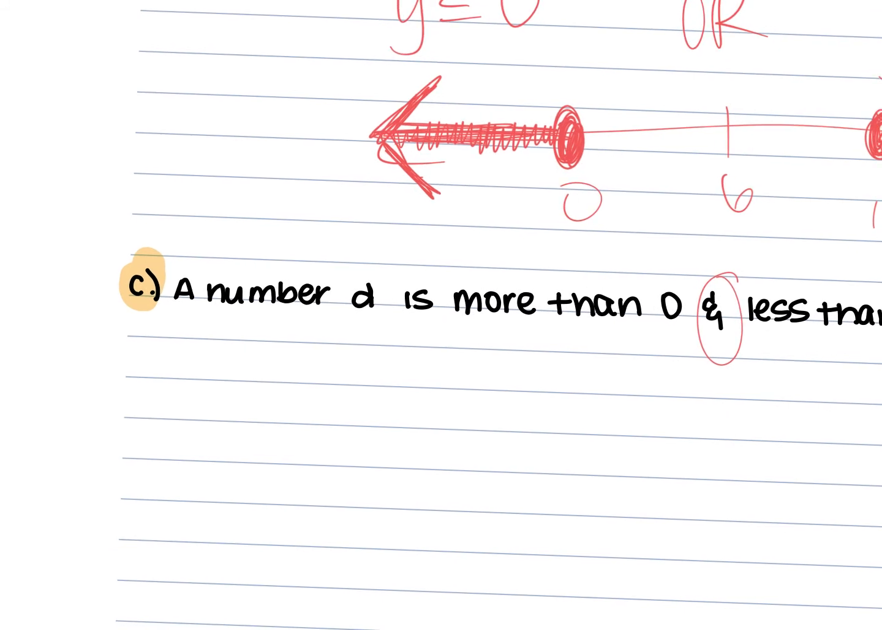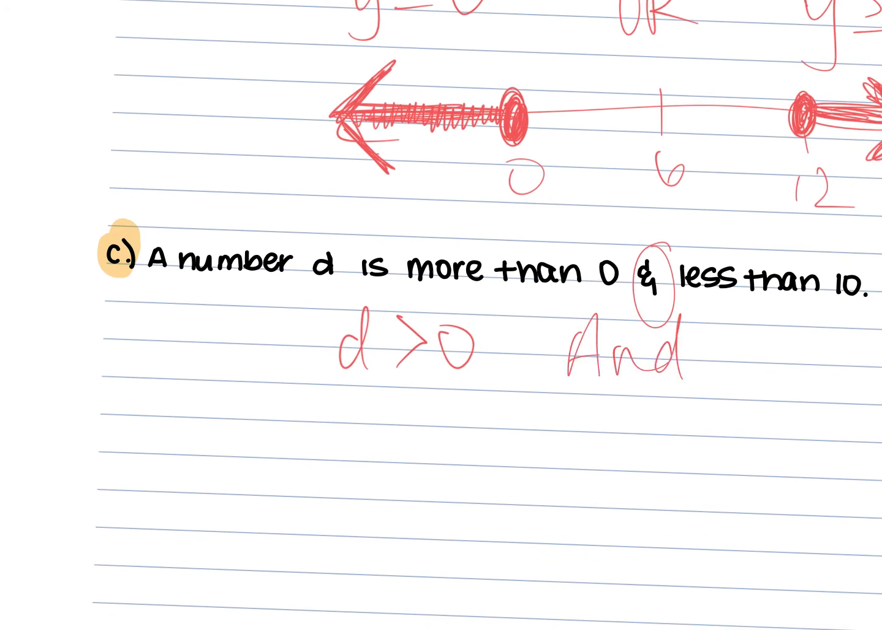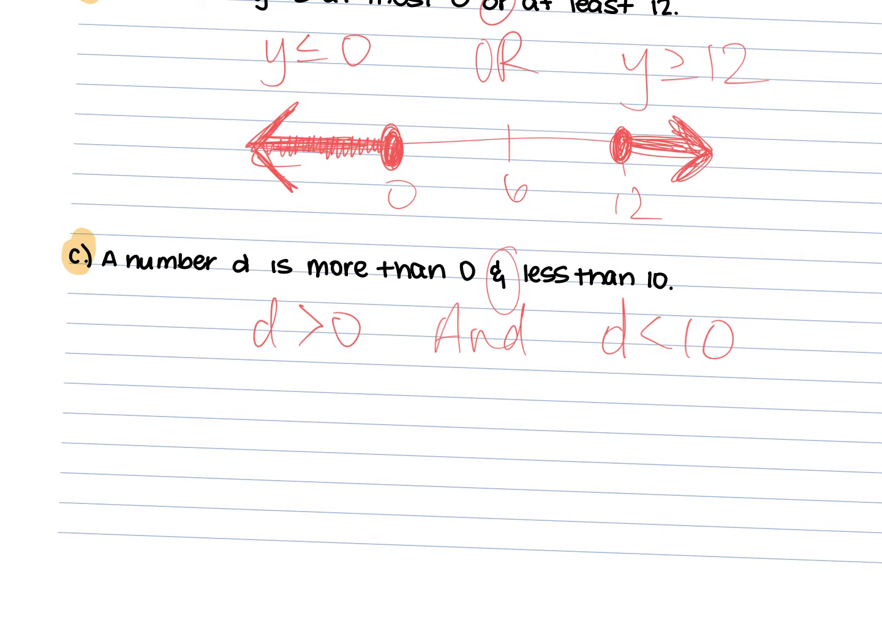What was the first inequality? D greater than 0. And what's the second one? Excellent. D is less than 10. Did we get those? Both of my dots are going to be open or closed? Open. If it's an and, what can we do with an and inequality? You can combine it. So write 0 is less than D. D must be less than 10.